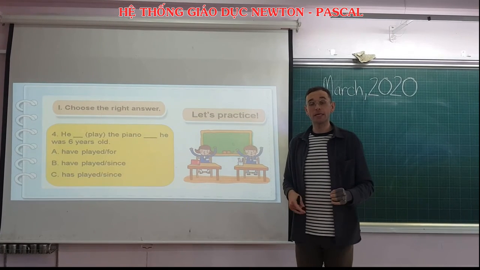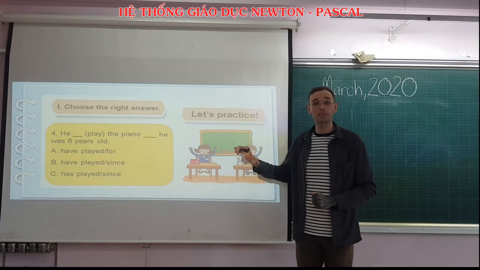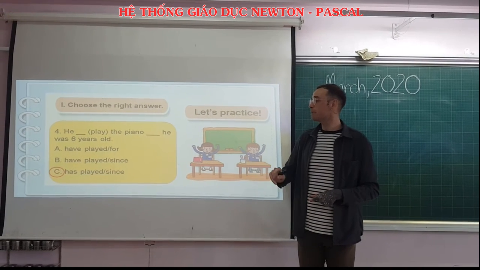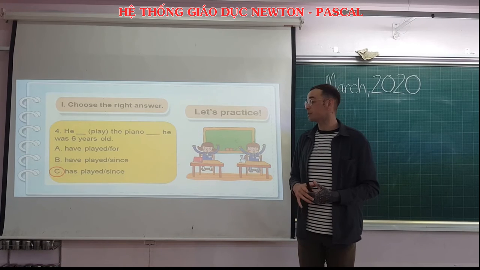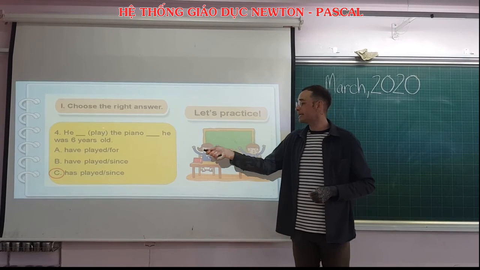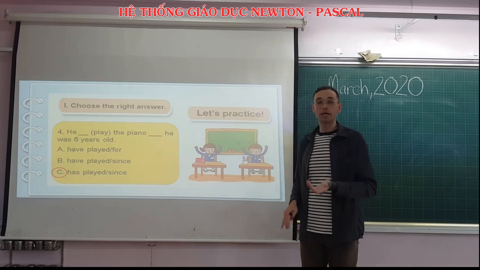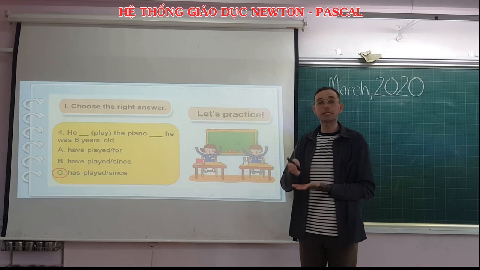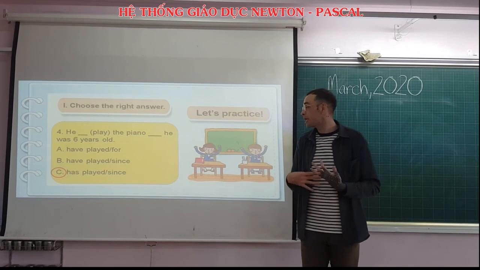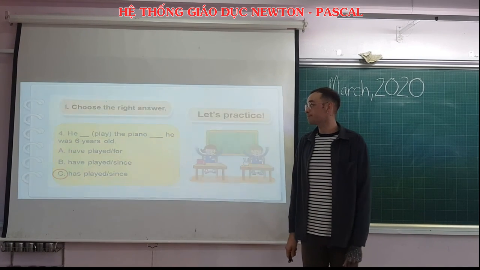Okay, welcome back. So let's see the correct answer for this sentence. He blank the piano, blank, he was 6 years old. So this sentence should read, he has played the piano since he was 6 years old. Remember that play is a regular verb, so we just add ed to the end of play to get played. And he was 6 years old. This is an event. This is a particular period in time that we can use to indicate the start of something. That's when he started to learn to play the piano. So we must use the word since.